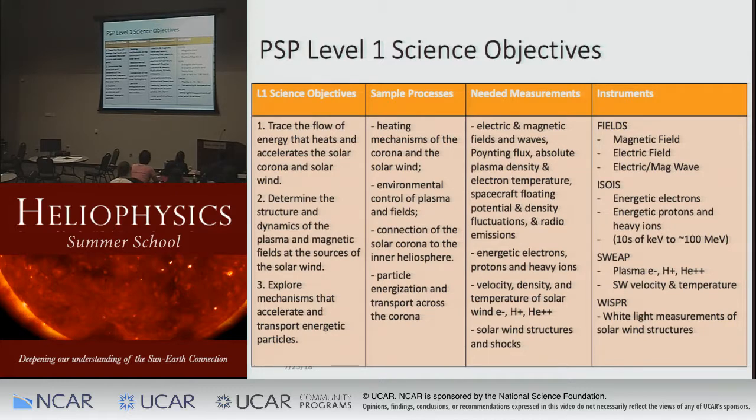So we see energetic particles associated with solar flares, with CMEs, with structure in the solar wind. So to explore that as well. Those science objectives map into some measurements, and the measurements map into 3 instrument suites that we'll talk more about.